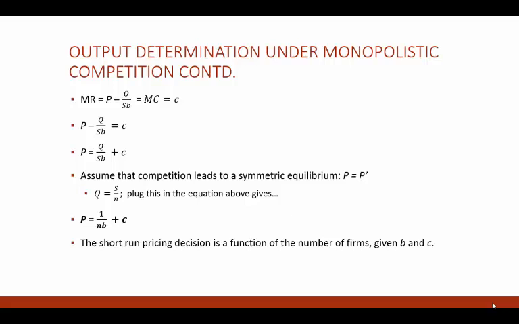We plug this value in for Q in the profit maximized expression and obtain that P is equal to 1 divided by NB plus C. This is the short-run pricing decision of the firm. It says that the firm's price is going to be determined by the number of firms, the elasticity parameter, and its marginal cost.